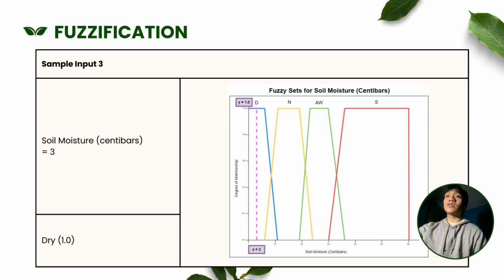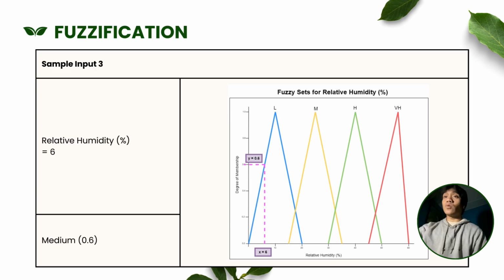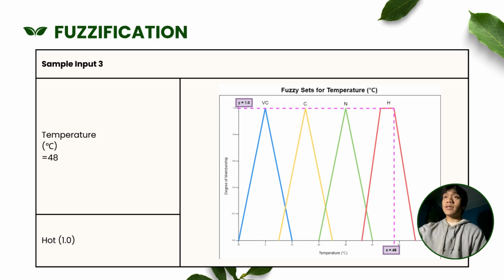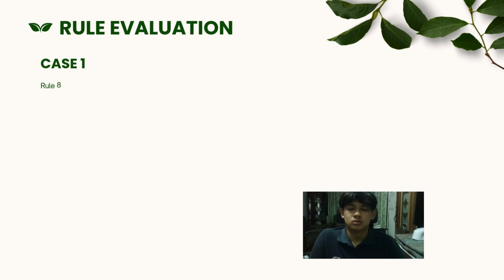we got the result is dry 1.0. For the relative humidity we set 6%, and the result is medium 0.6. And the last one is for the temperature, we set 48 degrees Celsius, and we got the result by calculation. It is hot 1.0.